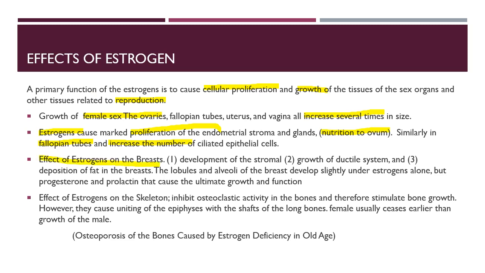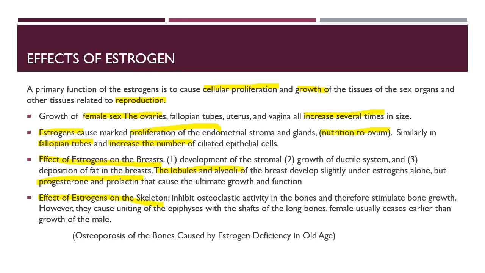Estrogen also has a significant effect on breast development and growth of the stromal and ductal system, as well as deposition of fat. The effects of estrogen on the lobules and alveoli of the breast are slight, but progesterone and prolactin have the ultimate role in the growth and function of these structures.